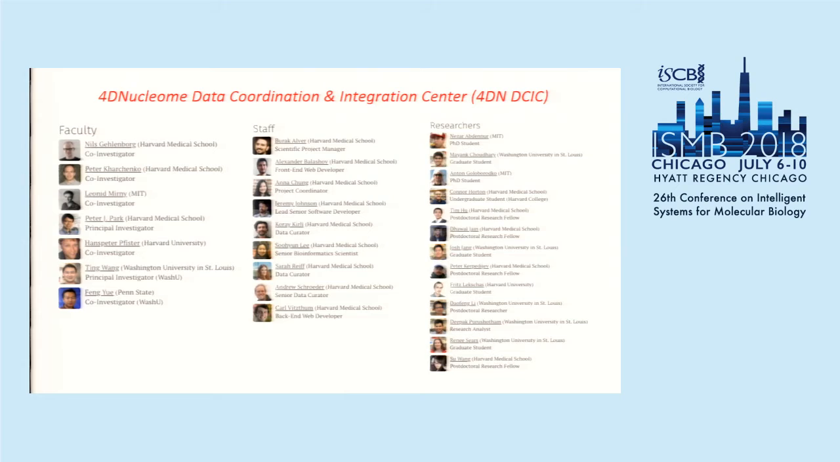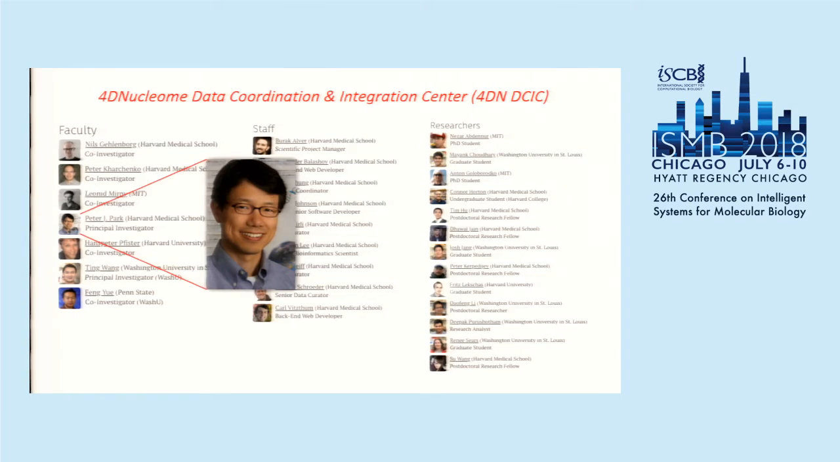And you might ask why we are worried about running 100 different pipelines. It's particularly important if you are working for a data coordination and integration center where you have to receive many different types of data from many different centers in your consortium or network and have to process everything uniformly. So let me just briefly introduce the Data Coordination and Integration Center at the 4D Nucleome. It's led by Peter Park at Harvard Medical School.